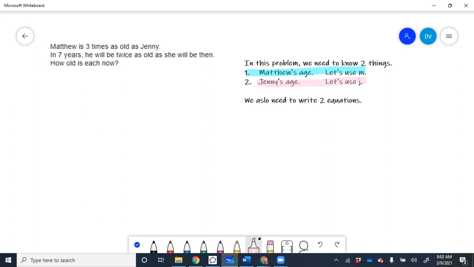So the other thing it says is that we have to write 2 equations. And we're going to use substitution. We're going to replace one of the variables in one of the equations. But we need to write both equations first. So the first equation that I'm going to write, I'll use two more colors here. Let's use green to represent this first equation.